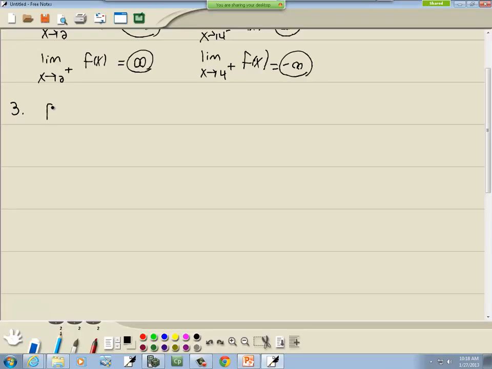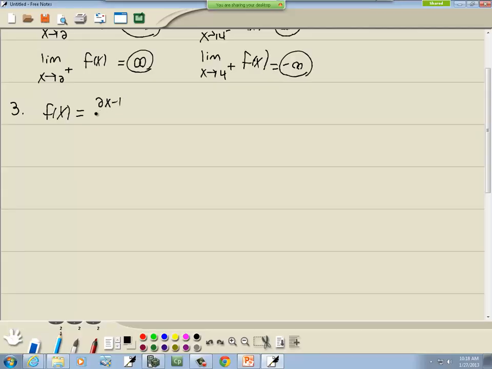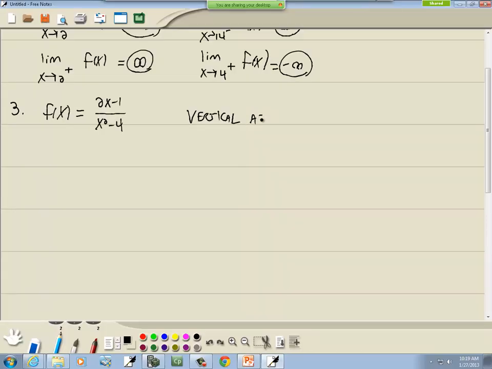Okay, so we got f of x equals 2x minus 1 over x squared minus 4. And the instructions here are saying find the vertical asymptotes, if any, of the graph of the function. So vertical asymptotes for rational functions. Now rational means you got a single fraction, and specifically we have x's on top and bottom.